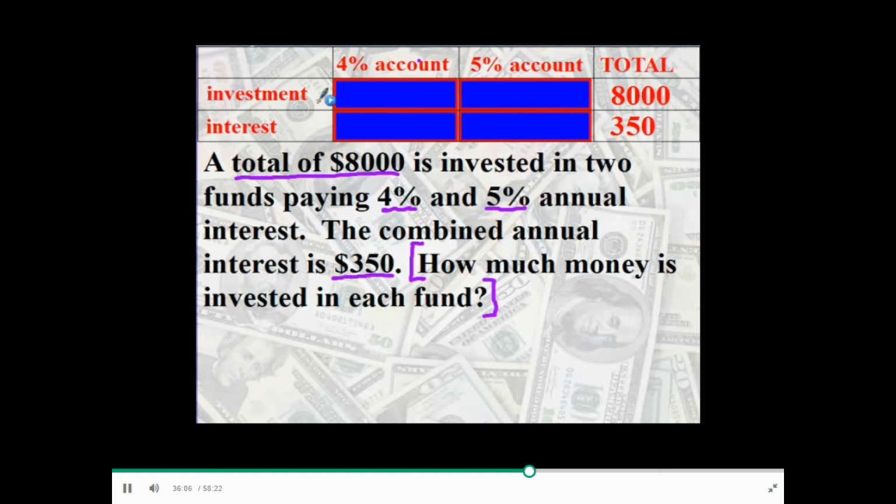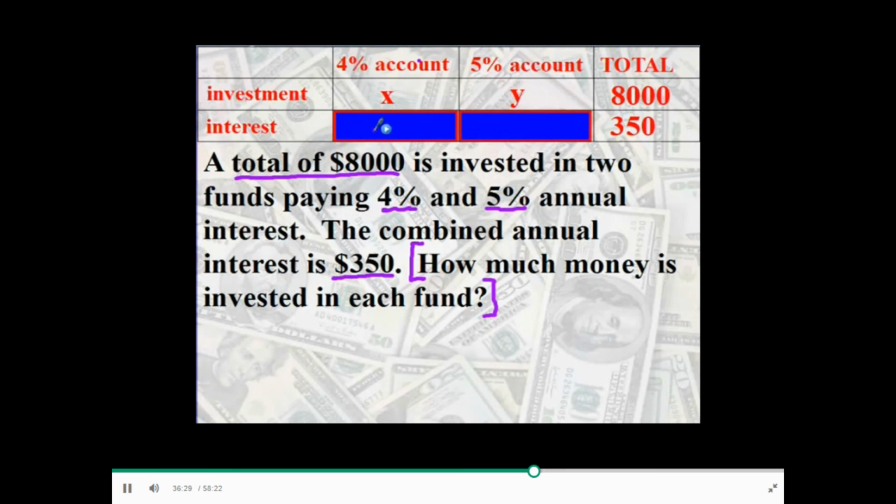Next, for my original investment, I have to think of how much I invested in a 4% account. Well, the question's asking me that, so I must not know. So I'm going to put X. My next box is how much did I invest in a 5% account? I have no idea, so I put Y.